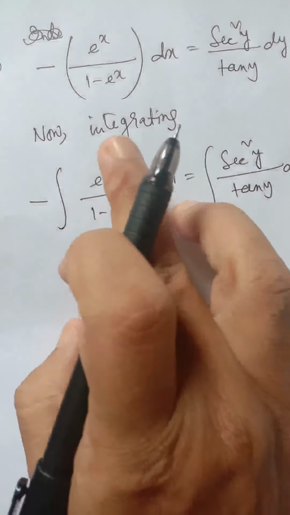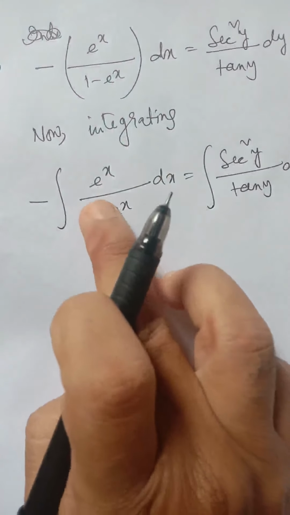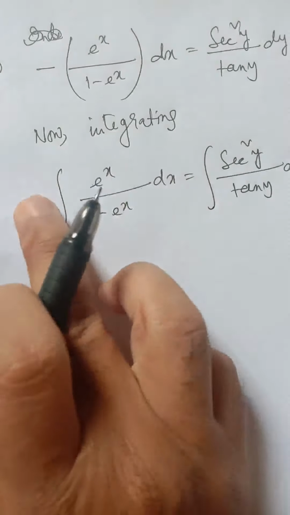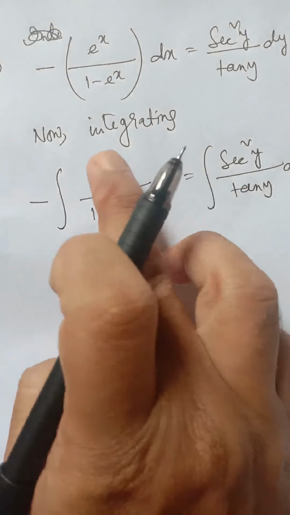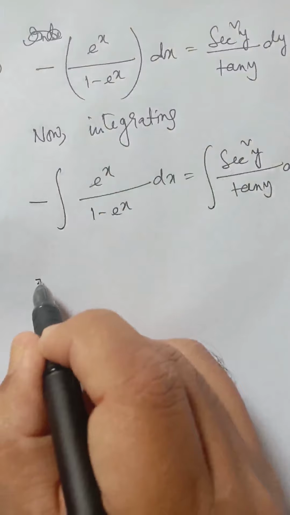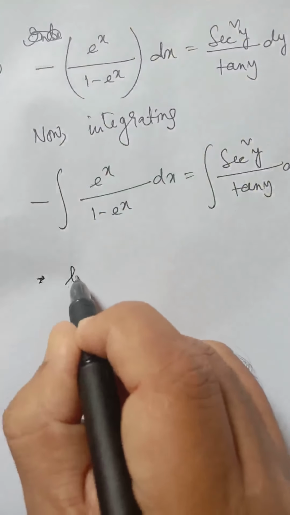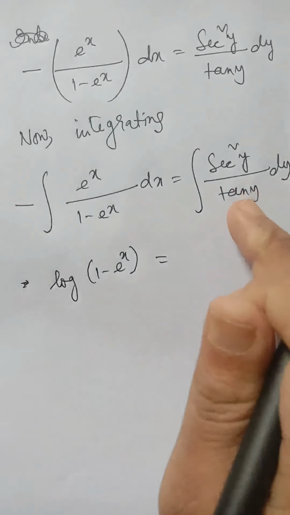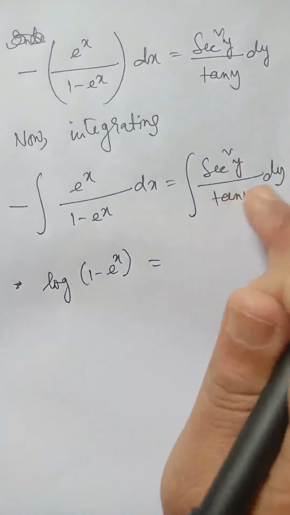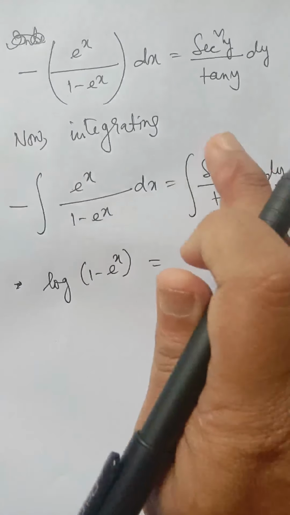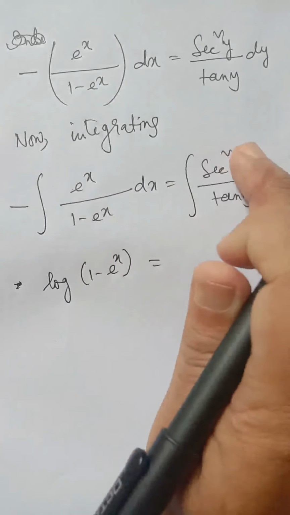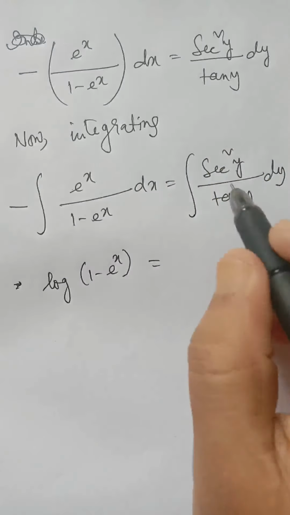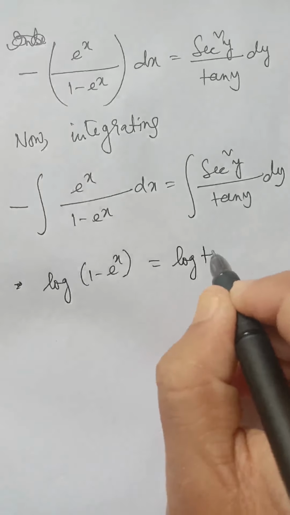Now this is of the form f dash x by f x, because the derivative of the denominator is minus of e to the power x, which is in the numerator. So its integration will be log of f x, that is log of 1 minus e to the power x. This is again of the form, you can see tan y, here the variable is y, sec square y by tan y. Derivative of tan y is sec square y. So this is again of the form f dash y by f y. Its integration will be log of tan y.